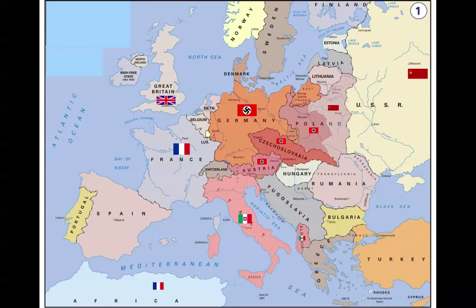So up until the invasion of Poland, that was the only time when he had to fire shots, and it was then when Britain said, if you don't withdraw from Poland, we're at war, and they are.